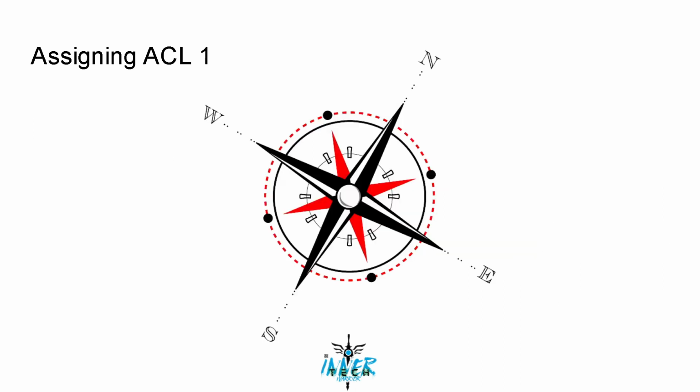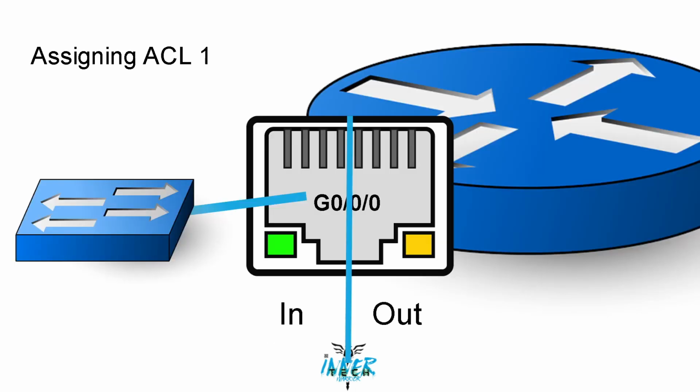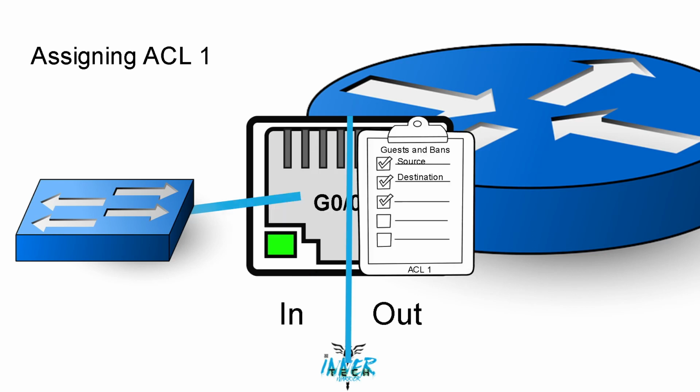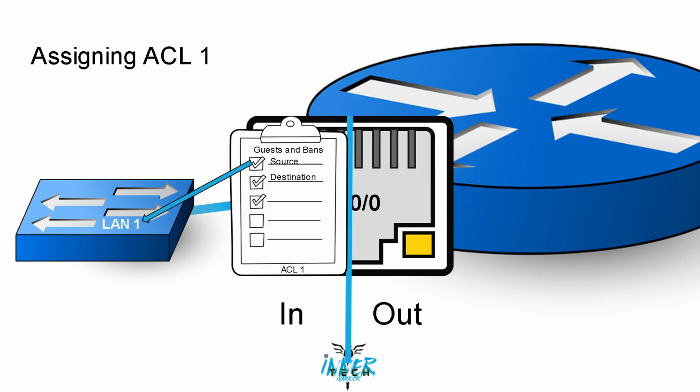But in what direction? You can put either in or out for the filtering. In would mean we look at the traffic as it comes into the interface and filter it with our access control list. Out would mean we look at the traffic before it leaves the interface and goes into the network, filtering it with our access control list. As we want to be closest to the source, we'd use the in command because in is the side facing the switch of LAN 1.